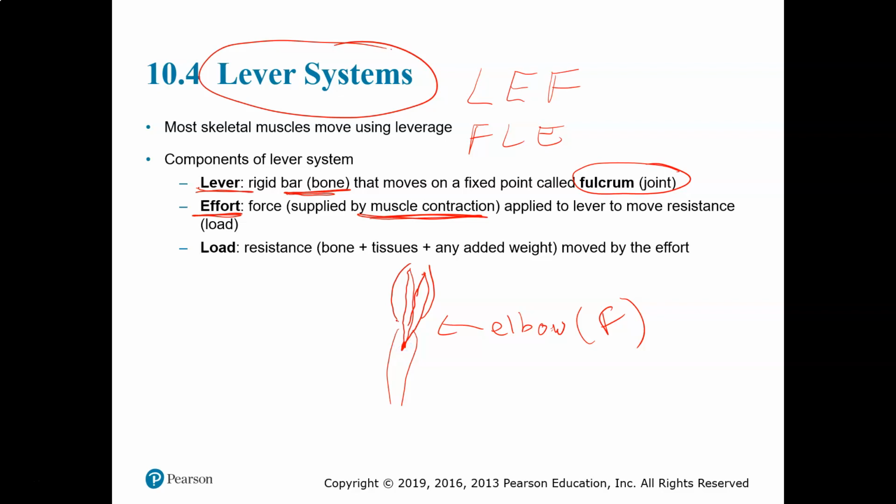And the load is going to be your forearm. So this is the load. Your forearm is what's being lifted. So the bone and the muscle and all that tissue that's being lifted up whenever you do a flexion of your elbow. And then this is the effort, which is the insertion of the muscle. So it's going to be LEF, that type of arrangement, which is a third class lever system, by the way.